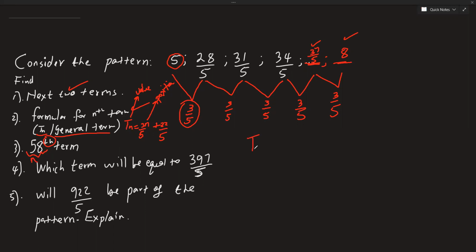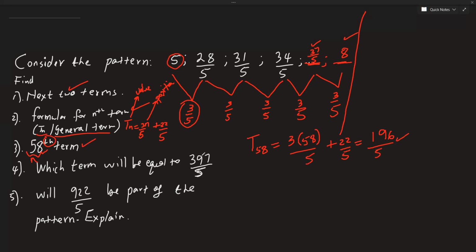So I'm asked to find the value of term 58, which is equal to 3, where there's n, I'm going to substitute 58 over 5 plus 22 over 5. And ladies and gents, if you press a calculator, that should give you 196 over 5. Right. Then we're fine with that one. Awesome.